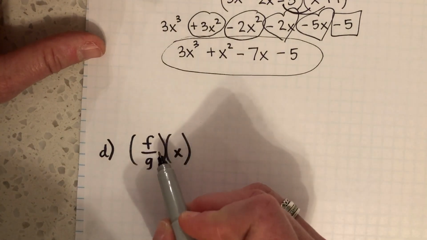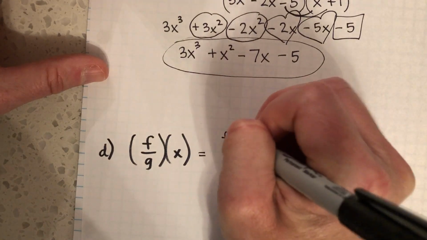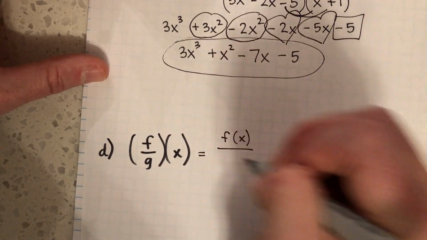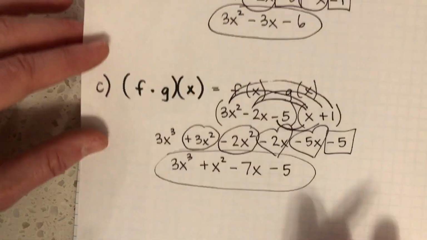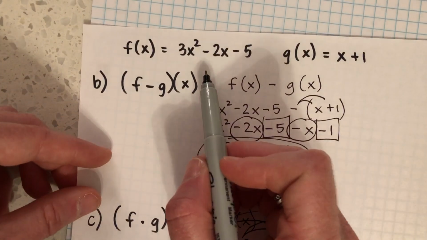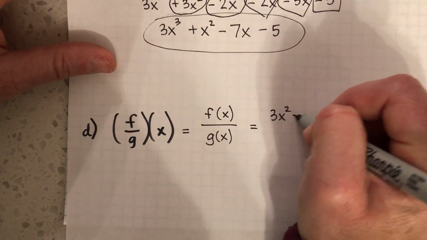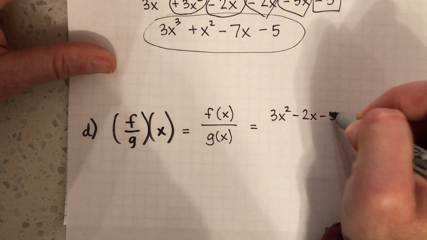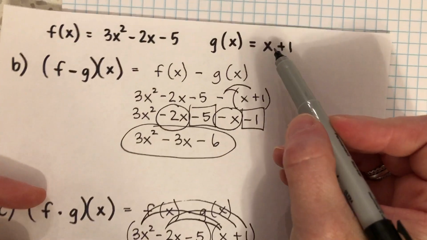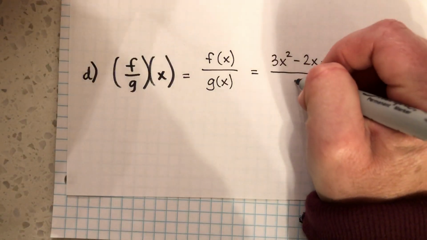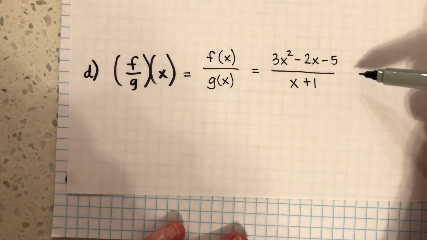Now they want you to take f divided by g of x, which literally means to take the f of x function and divide it by the g of x function. So if I do that, who was f of x? It was this function right here. So it would be 3x squared minus 2x minus 5, right? And now I have to divide that by g of x, which was x plus 1. Okay. Sometimes all you can do is create that fraction and be done.